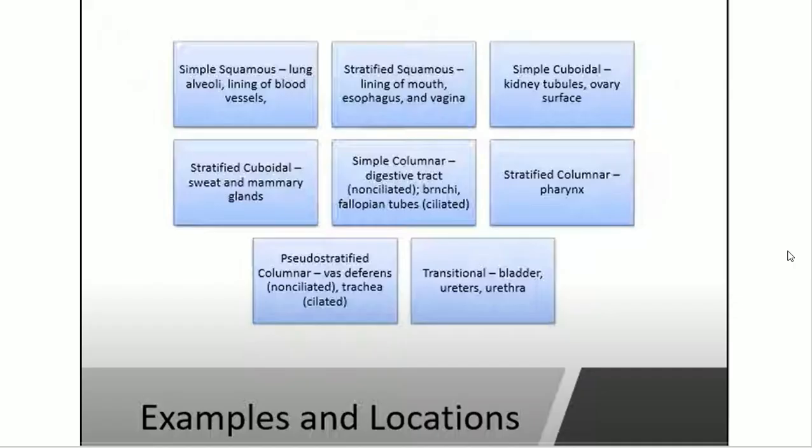Why would you need a bunch of layers of cells in those specific areas? Again, you'll find stratified squamous in more than just these areas, but these are the ones I want you to know for now. So, why would you need multiple layers of cells in these areas? If you're eating chips, for example, chips can scratch up your mouth, and that's okay because you've got stratified layers of cells, so you can afford to lose some of those cells.